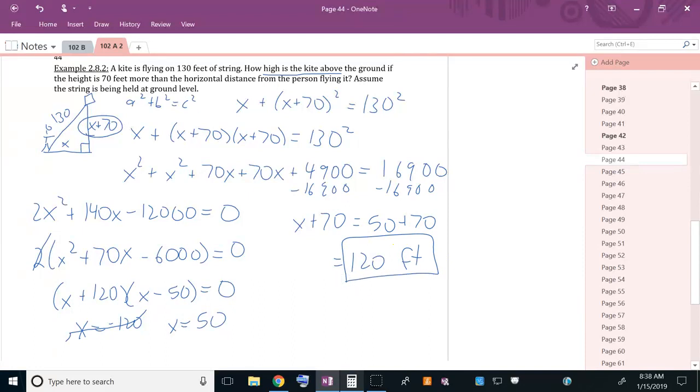So please always check your answer. Make sure you found the thing that you needed to find, because again, sometimes we might have to do an extra step.